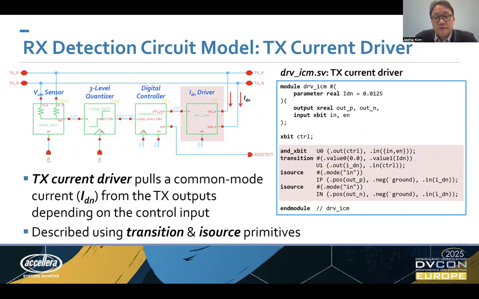easily. Now, finally, the pull-down current driver, which pulls the common mode current from the TX output depending on the control input, can be described as a pair of I source primitives, which generate the actual current pulled from that output voltage node. And the AND X bit is a logic gate primitive of X model that performs the AND gate function to enable this current only when the enable signal is high. And the transition primitive will produce a desired output current level by translating the digital input to an analog value. Okay? So what this set of slides demonstrates is that just by putting together these X model primitives, you can model a fairly sophisticated analog circuit, such as this RX detection circuit.